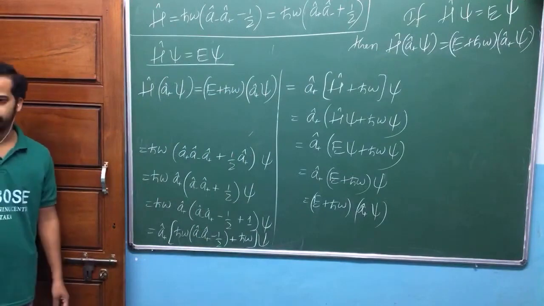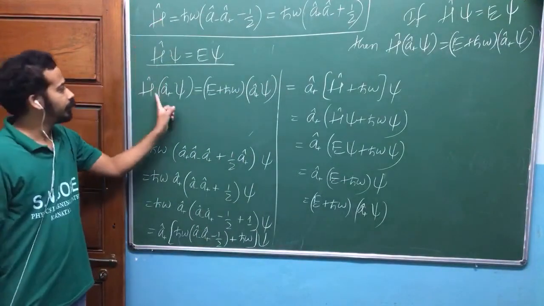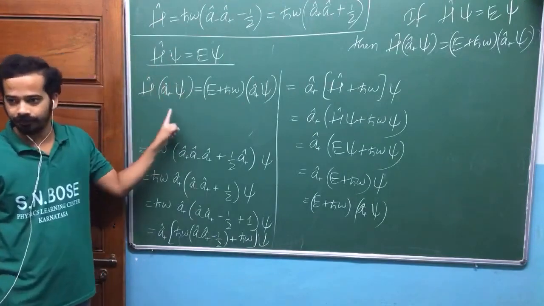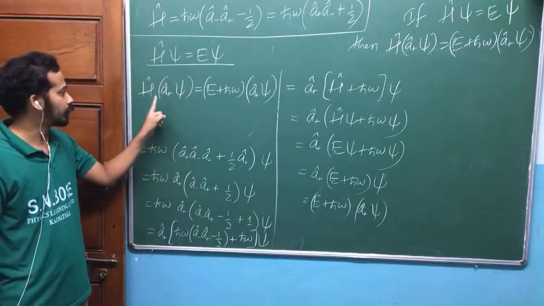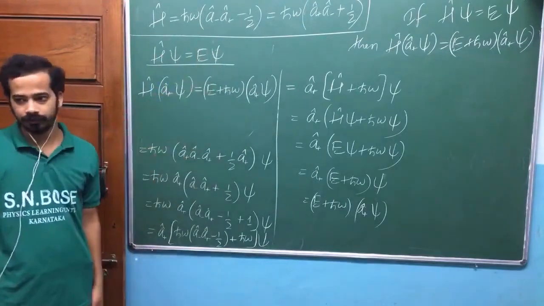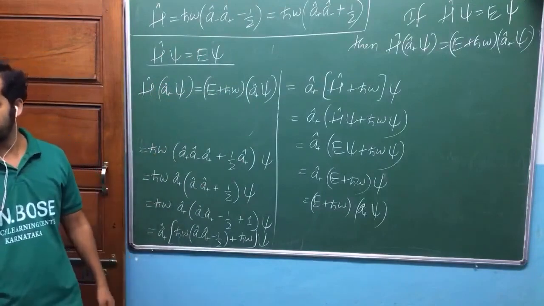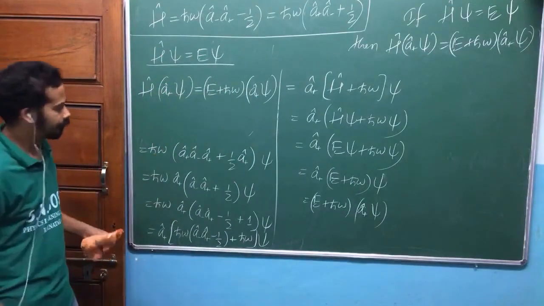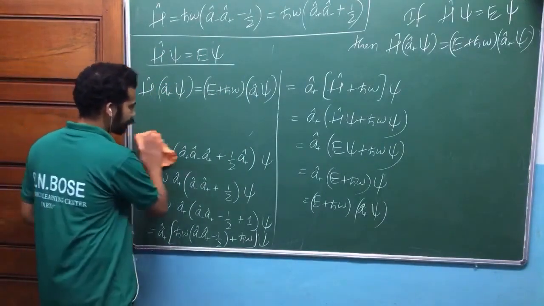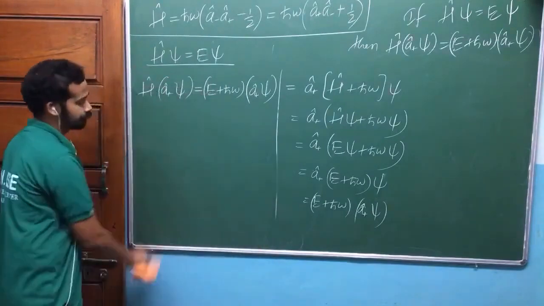Is that okay? Why? If you operate a plus on psi, you will get such a state, such a wave function whose energy is h bar omega higher than this one. That's why we call that one a raising operator. It will raise the state. Is that clear? Quickly. Any question?